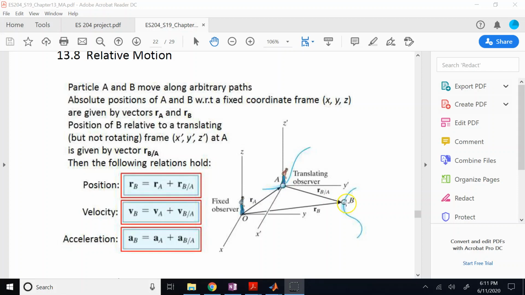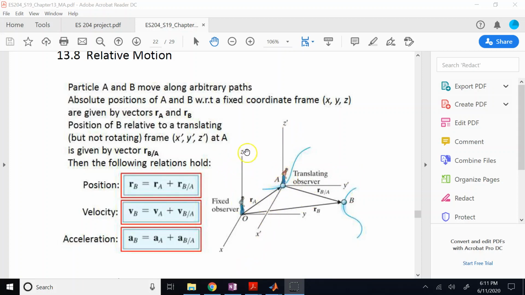Now let's consider a case where we are interested in measuring the position, velocity, and acceleration of a particle moving along an arbitrary path, and we call this particle B. Two different observers are going to measure this position, velocity, and acceleration for this particle. One of them is fixed at point O. The other one is moving itself, and we call the origin of the coordinate frame attached to this observer A.